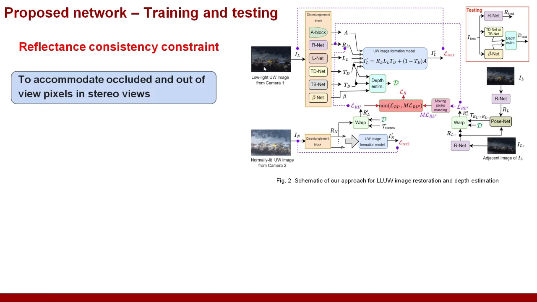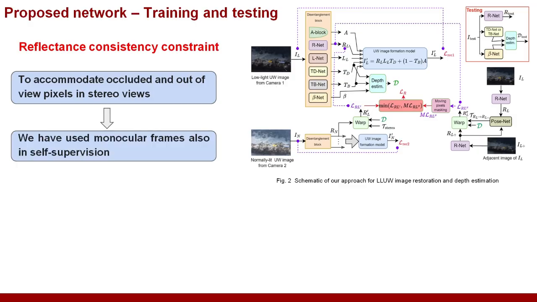But since we are using camera 1 and camera 2, which are stereo image pairs, some pixels will be occluded or some pixels will be out of view. So even if we predict correct depth from camera 1, the absence of those pixels in camera 2 affects the training. In order to address that, we have used monocular frames also in self supervision. So this is our low light underwater image. We are using the adjacent frame of the particular frame, that is known as I_L plus. From this I_L plus we also obtain the reflectance R_L plus. Then, as in the case of the normally lit underwater image, we are warping this R_L plus in the view of R_L using the pose between the two frames. This pose is returned by a pose net.